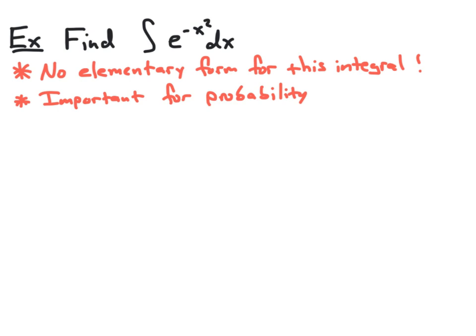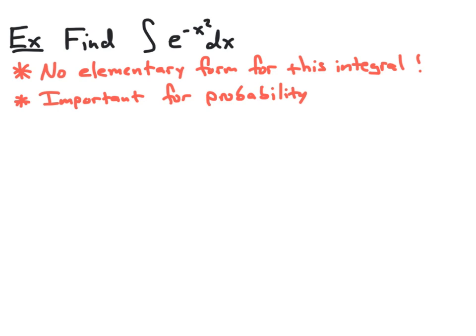Maclaurin series, however, gives us a way of writing the antiderivative of e to the negative x squared as a power series, and therefore if we need to do any evaluation, we can do so. The second thing is that this integral doesn't just come out of nowhere, but it's actually important for the study of probability. We don't go into this in this particular video. However, it's useful to know that this particular integral does serve a purpose.